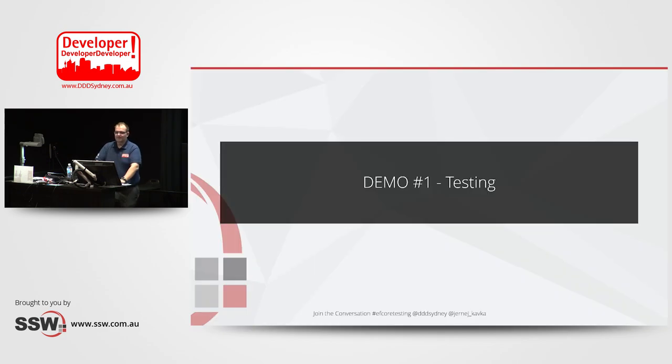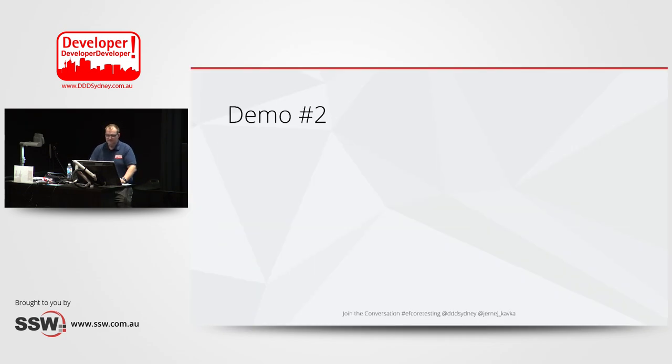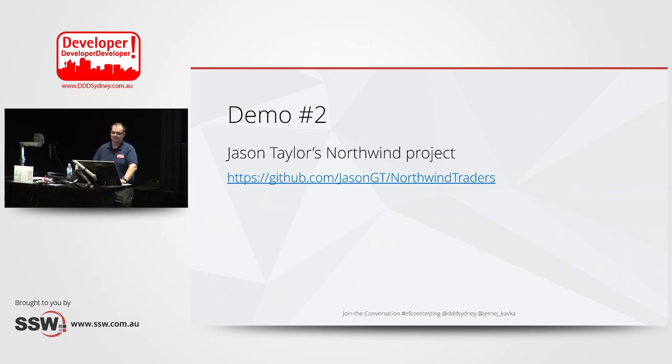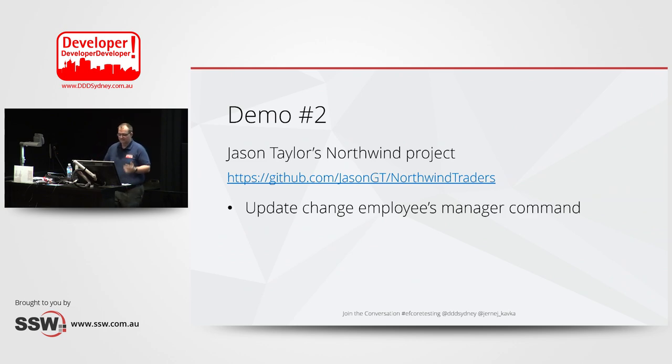So okay, that's all for the first demo. The second demo will be slightly harder, but just slightly. We're going to use Jason Taylor's Northwind project, the same one as in the previous session. How many of you were in the previous session? Ah, that's great. So we don't need a long introduction. What we're going to do is something very simple. We're going to update the change employee manager command, and we're going to do an integration test for a report query.